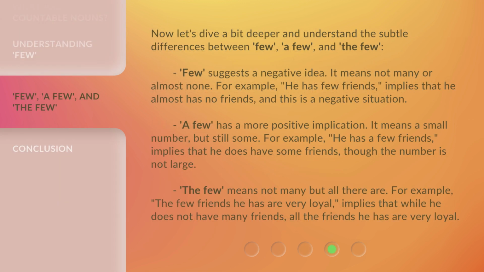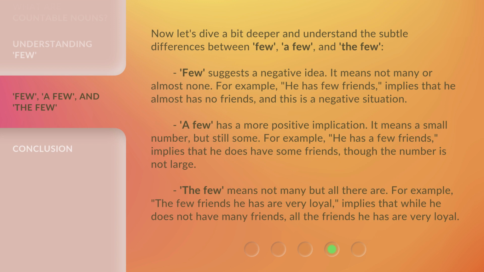Now let's dive a bit deeper and understand the subtle differences between few, a few, and the few. Few suggests a negative idea. It means not many or almost none. For example, he has few friends implies that he almost has no friends, and this is a negative situation.